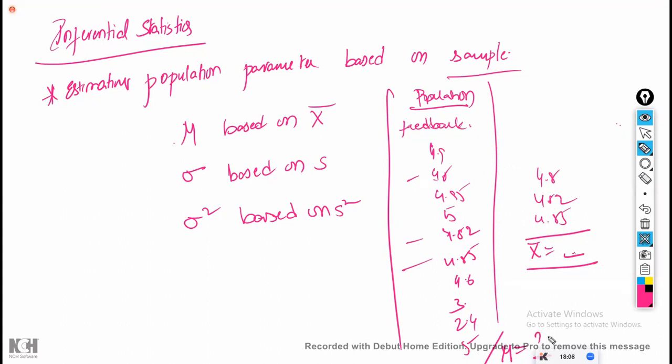Sir, miss, what is the use and why we have to do like this? Few questions will be there. First question, why we have to do like this? Because in real life, we are not able to get the population data. In real life, it is very difficult to get the population data. That is the reason.